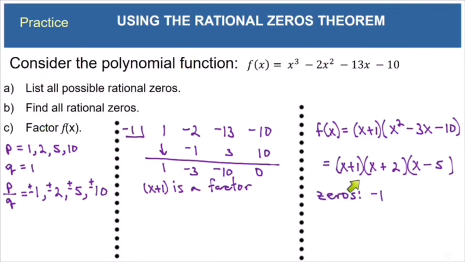finish part B. We found that negative 1 was a 0 using the synthetic division. Now if this factor equals 0, x would have to be negative 2, so negative 2 is a 0. And if this factor equals 0, x would have to be 5. So 5 is also a 0. And there are our 3 zeros for this function.